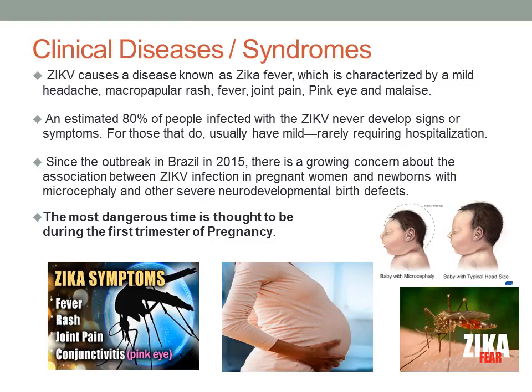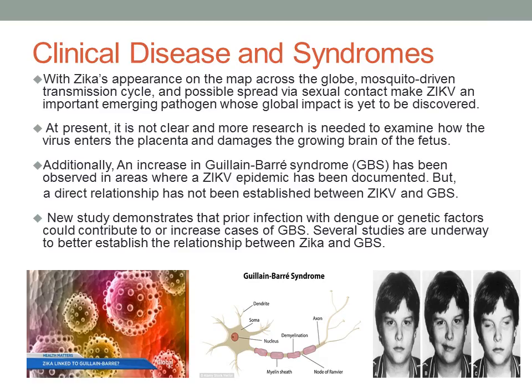Since the outbreak in Brazil in 2015, there's a growing concern about the association between Zika virus infection in pregnant women and newborns with microcephaly and other severe neurodevelopmental birth defects. In recent studies, the most dangerous time is thought to be during the first trimester of pregnancy. With Zika's appearance on the map across the globe, mosquito-driven transmission cycle, and possible spread via sexual contact make Zika virus an important emerging pathogen whose global impact is yet to be discovered.